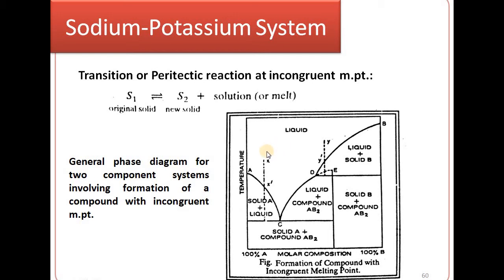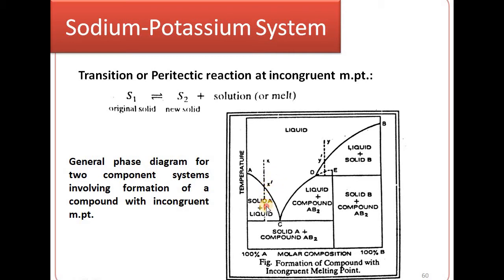For example, suppose we have a liquid mixture of a composition represented by point X. In that case, if we cool that liquid mixture, on reaching this curve AC, solid A will start separating out. So along this curve we have solid A and liquid melt in equilibrium with each other.